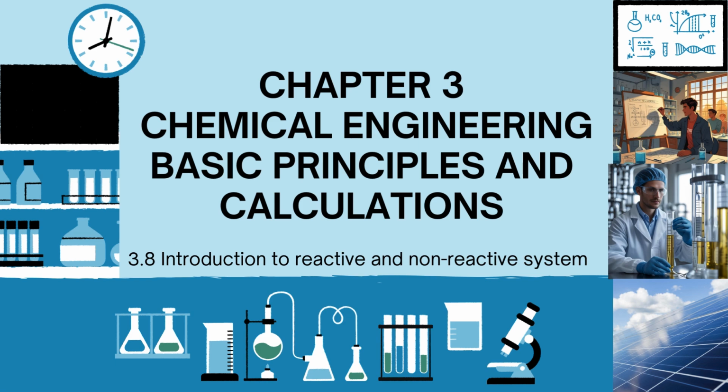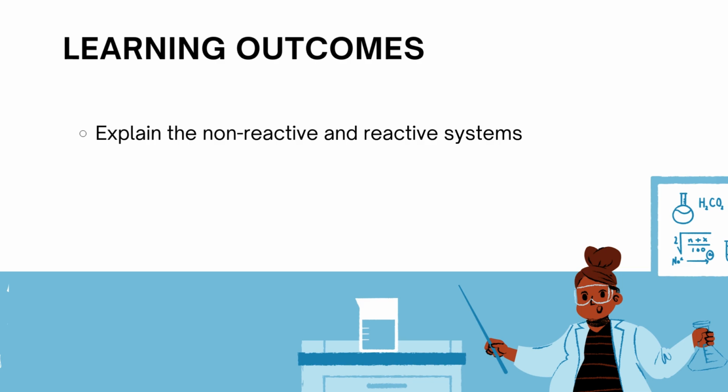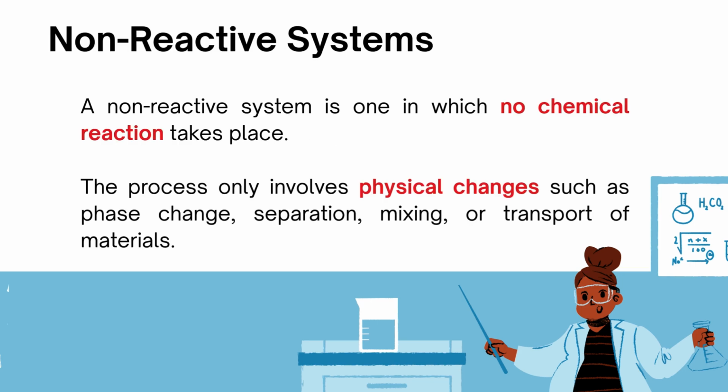So today we'll go through a topic in chemical engineering basic principles and calculation, which is introduction to reactive and non-reactive system. In this topic, students should be able to understand the non-reactive and reactive system. Understanding this distinction is very important because it directly affects how we design, operate, and ensure the safety of chemical process. Let's start with non-reactive system.